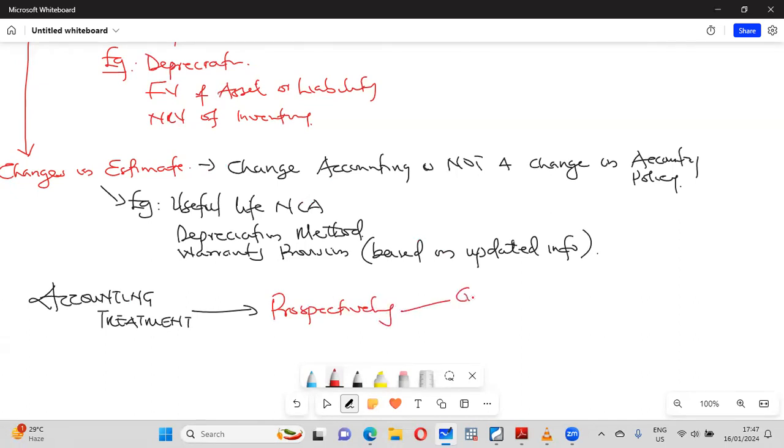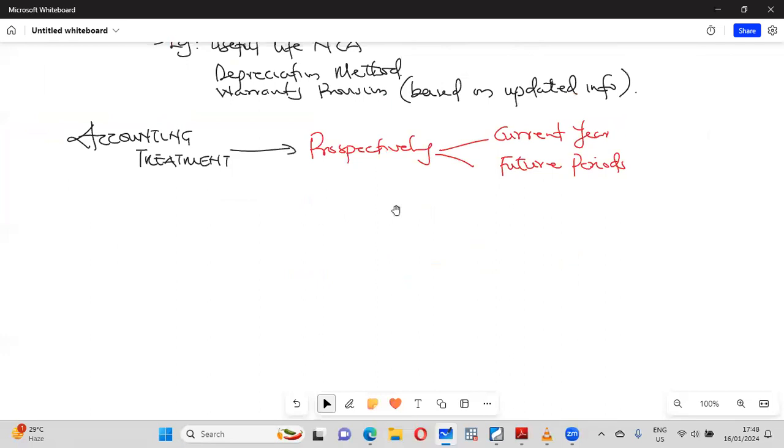So in the current year, affected by the change, and in what? The future period. So for example, if you read a question, they tell you that they change the useful life of the asset after revaluing it. You don't go back and say, oh, I'm going to apply the new useful life. You continue from where you are. All right. So basically that is that. We say that one is what? Prospectively.